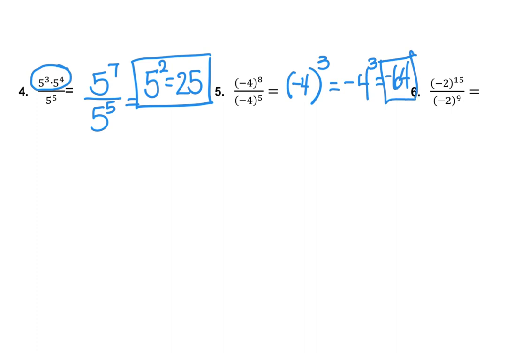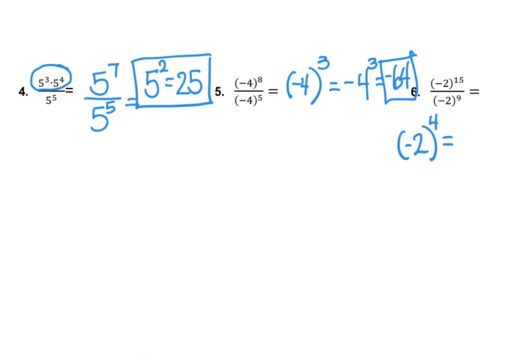All right, question number 6. Looks like we've got -2 in parentheses to the 15th power divided by -2 in parentheses to the 9th power. So let's start by first, we're going to have our -2 in the parentheses and we're going to subtract our exponents. And 15 minus 9 gives us 4. So we can write this then. We know it's going to be a positive answer.